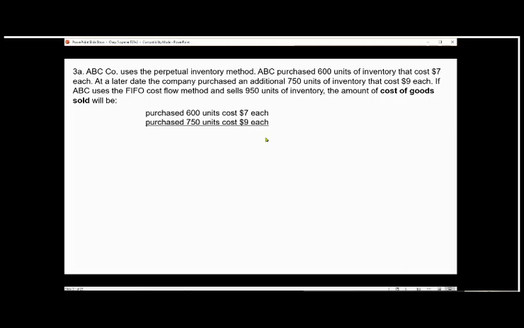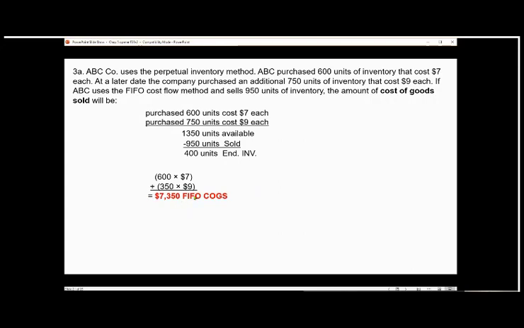So let's now look at the specific numbers. So there's 1,350 units available. We sold 950 units, which would be all 600 of these and 350 of these, which means we have 400 units left, and there are 400 units left at $9 a piece. So there's what we sold, all 600 of those at $7. We sold 350 of those at $9. So the cost of goods sold is $7,350.